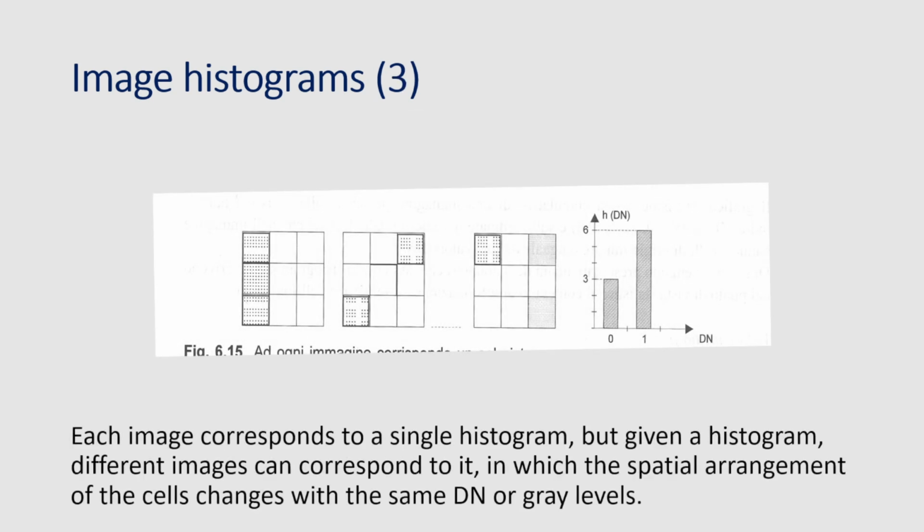Each image corresponds to a single histogram, but given a histogram, different images can correspond to it, in which the spatial arrangement of the cells changes with the same DN or gray levels.